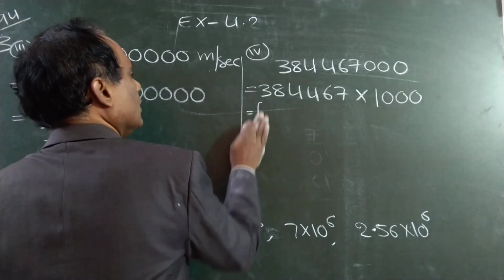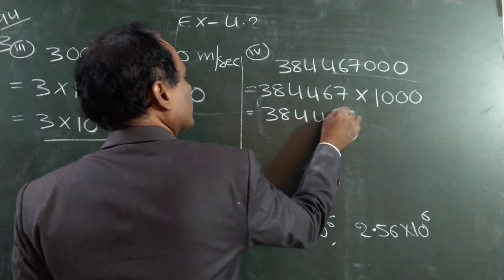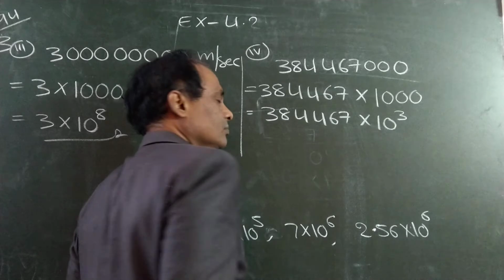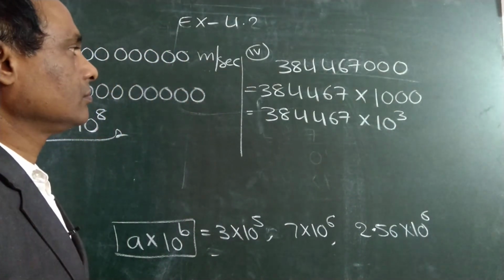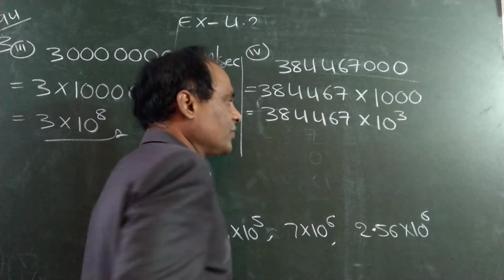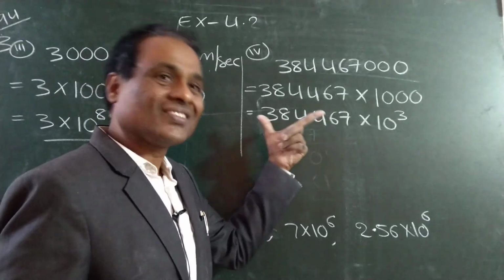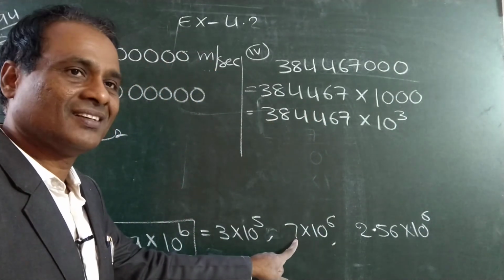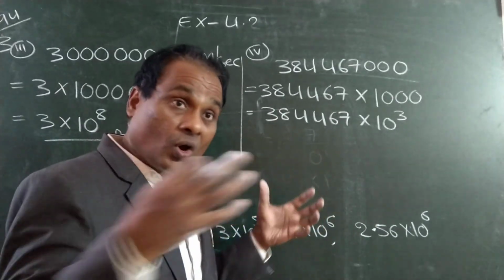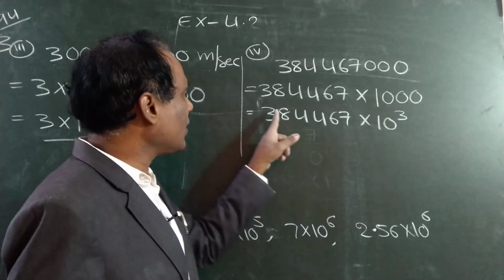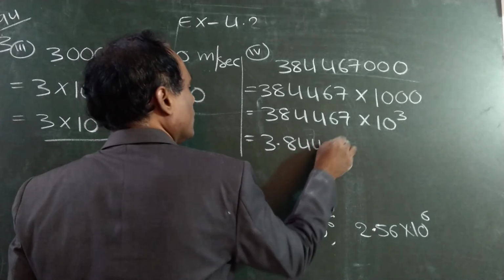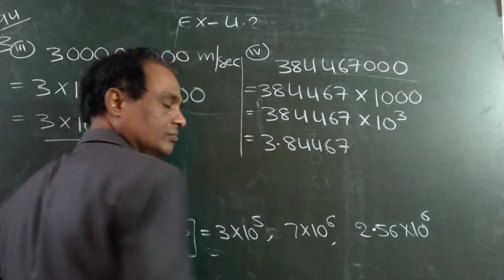But 3, 8, 4, 4, 6, 7 into 10 to the power of 3, and 10 to the power of 7. We can't write like this. This is not standard form. Standard form means there should be only one digit. We can't remove these digits. So, one digit, or if there are more digits, the decimal should be after one digit. So we have to get the decimal here: 3.84467.